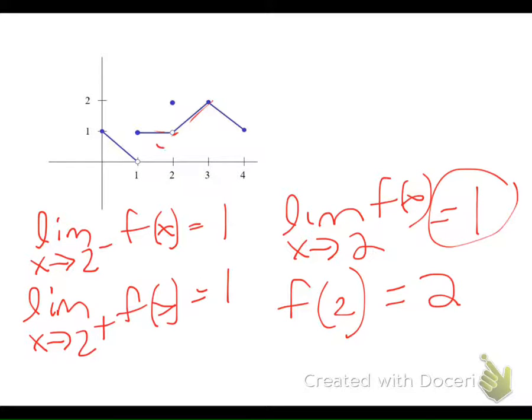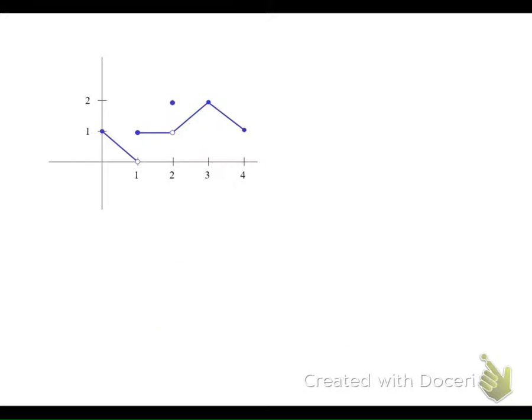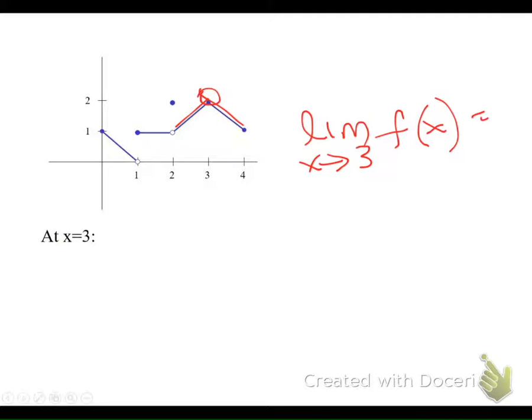Okay? So the limit is often the hole. A limit is the height it approaches from both sides. And this is the value of the function. Okay? Last one, how about at 3? The limit as x approaches 3 from the left would be 2. The limit as x approaches 3 from the right would also be 2. So the limit as x approaches 3 overall would be 2. What is f of 3? Also 2, the solid point.